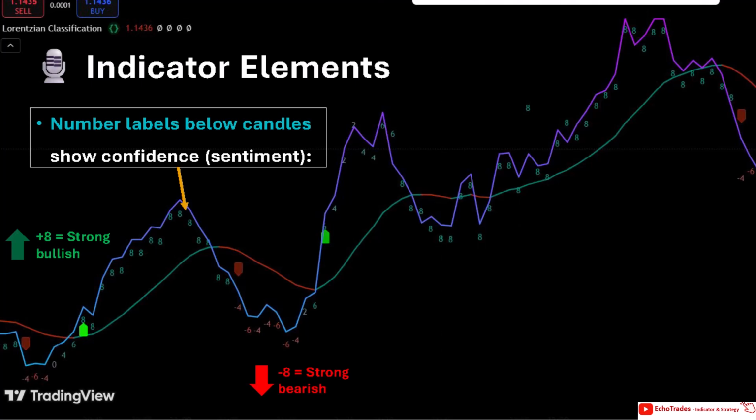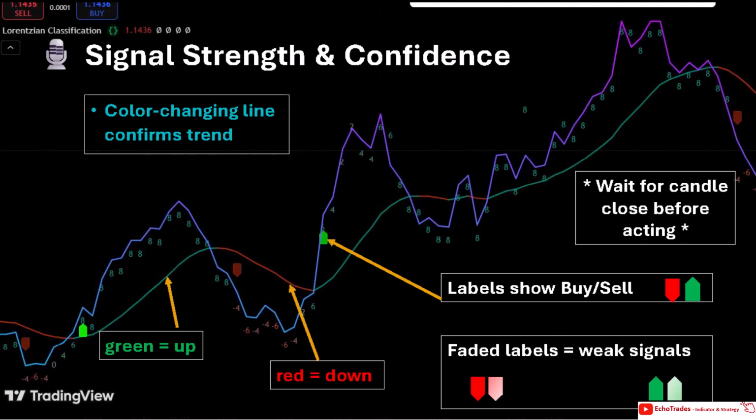Precisely. And here's where the insight comes in. When you start seeing a sequence of 8s, whether they're positive 8s or negative 8s, that often signals a potential strong move is brewing. It's the model basically shouting, hey, I'm really, really sure about this direction because the patterns I'm seeing are aligning strongly. Got it. A string of 8s is something to watch closely. Okay, what about the line? There's a line that changes color too, right?